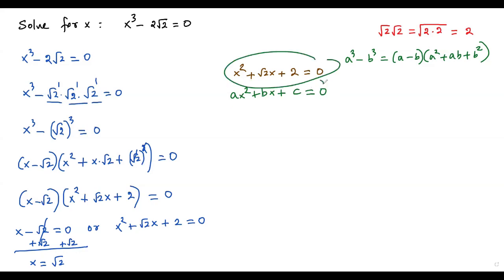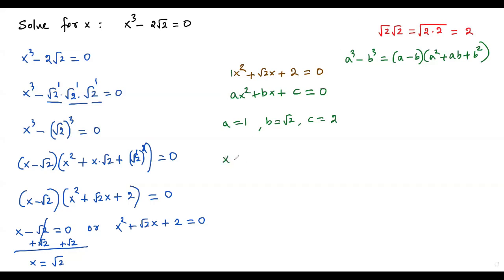So comparing these two equations, we have to write the values of a, b and c. So here a is the coefficient of x squared. The coefficient of x squared over here is just 1. Actually, we don't find any number in front of x squared, so we have to assume there is 1. So we get a is equal to 1. And b is the coefficient of x. In our equation, the coefficient of x is square root of 2. So b is equal to square root of 2. And c is the constant term. In our equation, the constant term is 2.